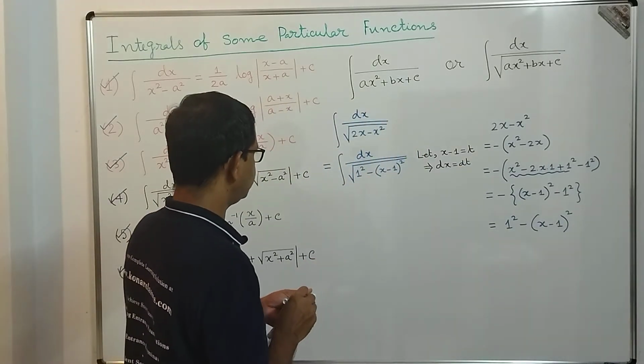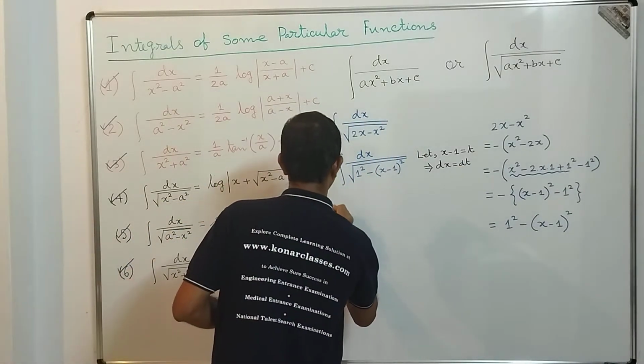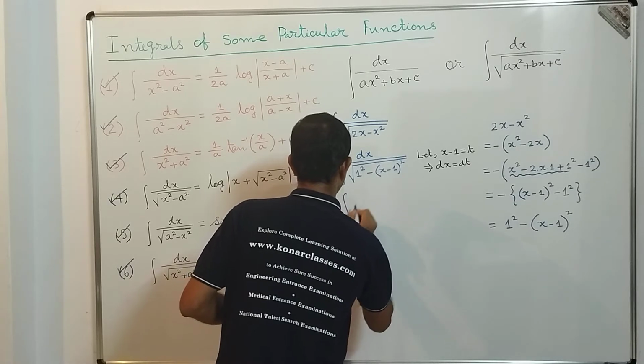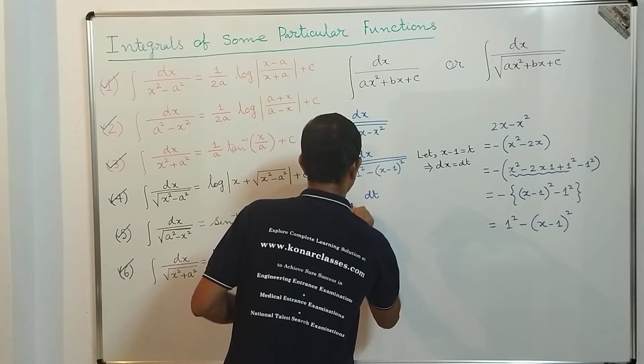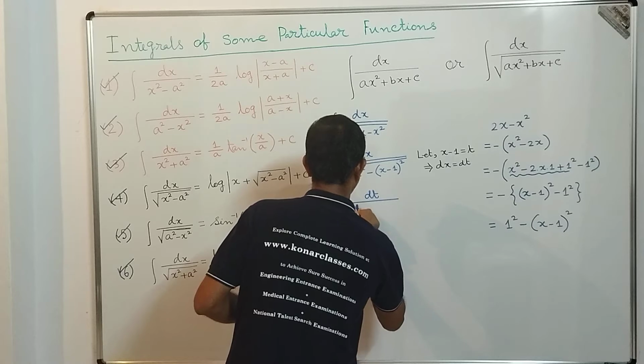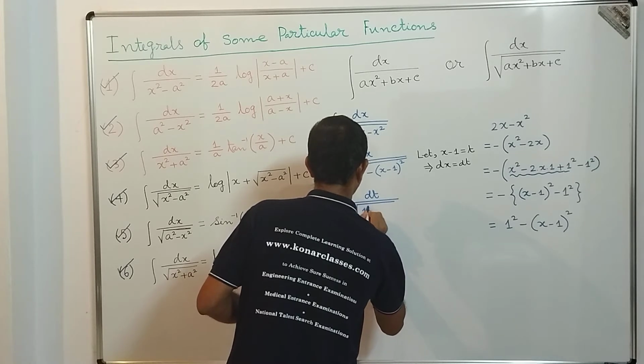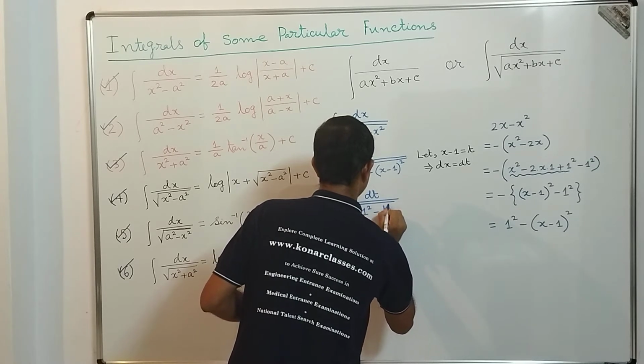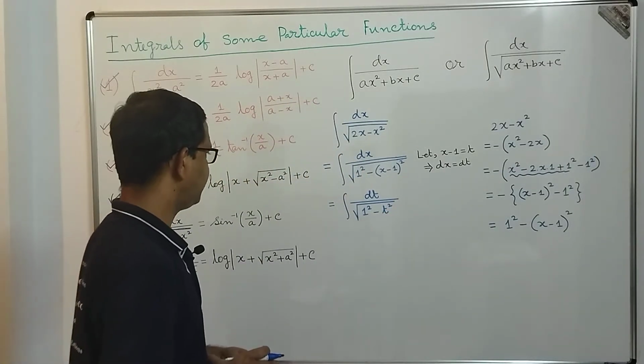Now with this substitution, what we are going to get here, dear students, is: instead of dx we can write dt, and square root of 1 square minus t square, where t is x minus 1.